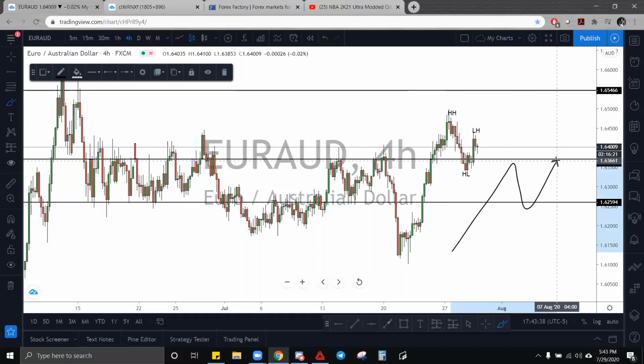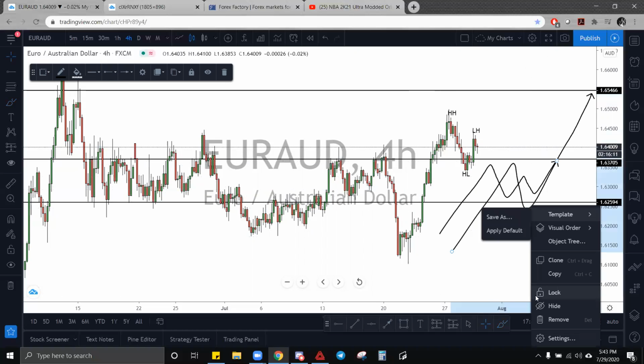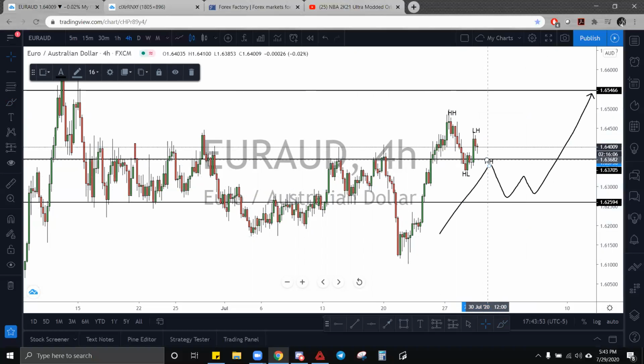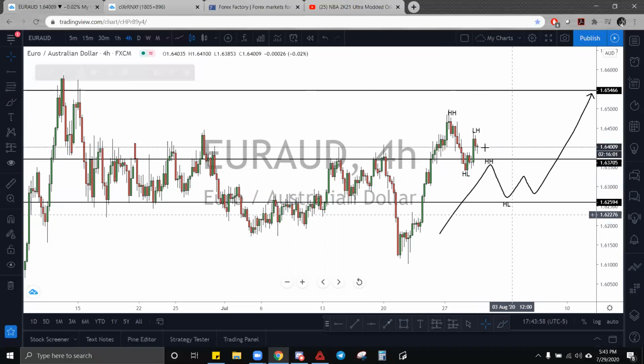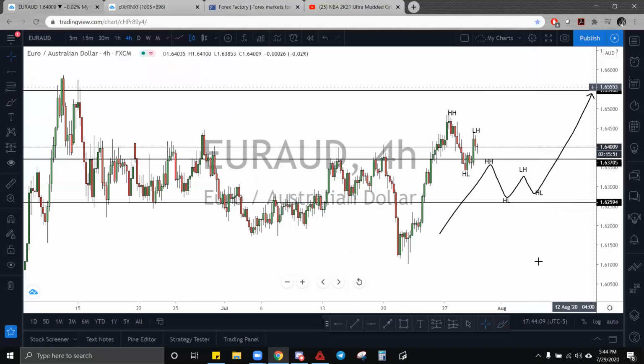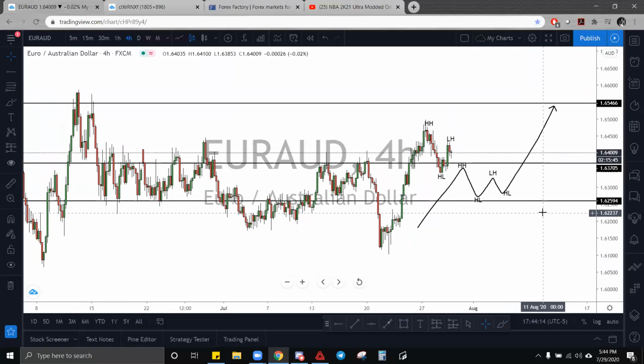Hold on, boom, boom, boom, another takeoff. All it's going to do is make a higher high. This is a higher low. This is your lower high. This is another higher low, and then take off. Nice.